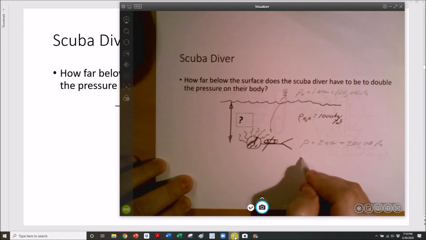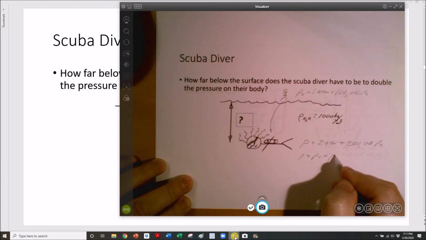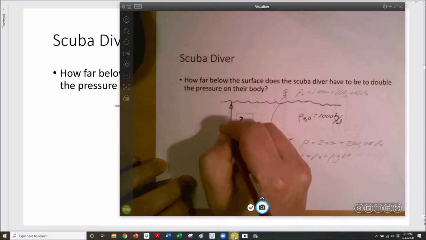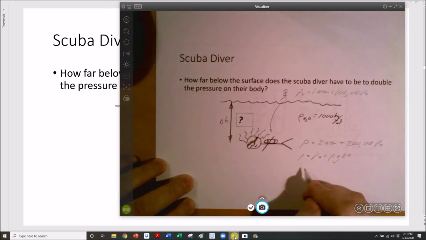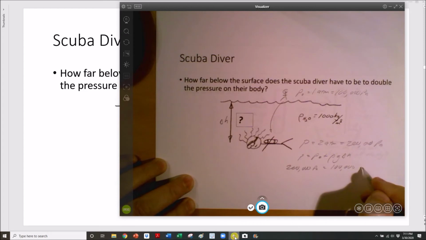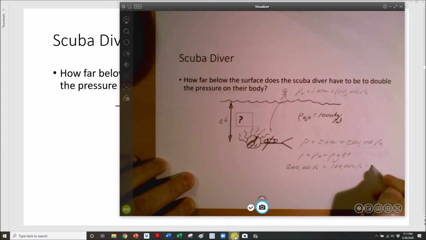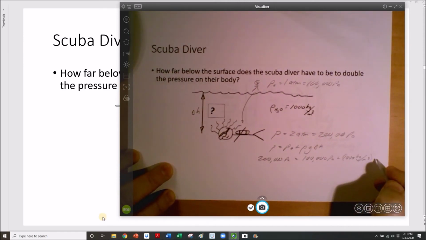So in order to get that pressure, we need P naught plus rho G delta H. There's our delta H. And so this is 2 atmospheres, 200,000 pascals. And this is 1 atmosphere, 100,000 pascals. Plus rho, density of water, 1,000 kilogram per meter cubed. Running out of room. And this is G.